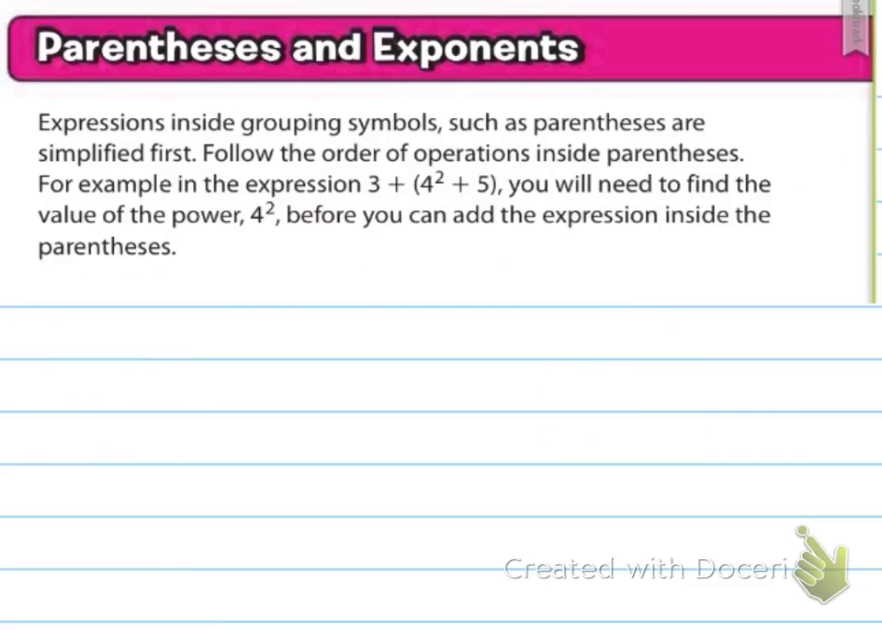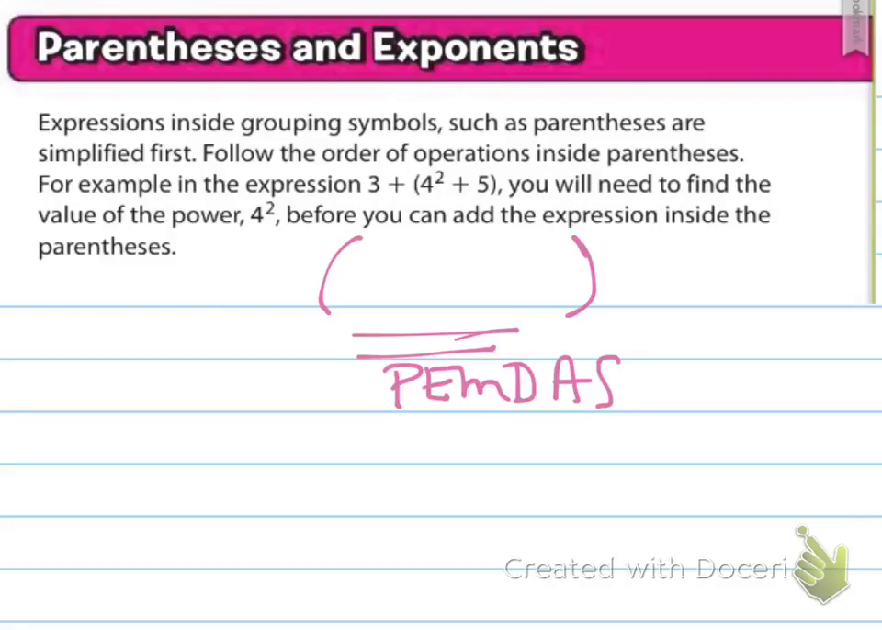All right, parentheses and exponents. Expressions inside grouping symbols, such as parentheses, are simplified first. Follow the order of operations inside the parentheses. For example, if the expression is 3 plus (4 squared plus 5), you will need to find the value of the power of 4 squared before you can add the expression inside the parentheses. So it's almost like when you see parentheses, you're starting over, okay? You're doing Please Excuse My Dear Aunt Sally inside the parentheses, and then working your way outside and do another Please Excuse My Dear Aunt Sally outside of the parentheses.